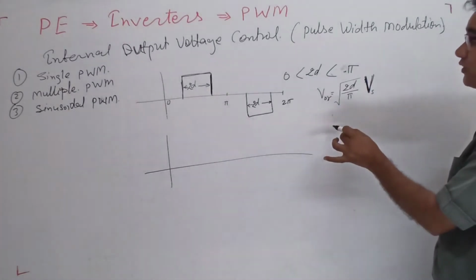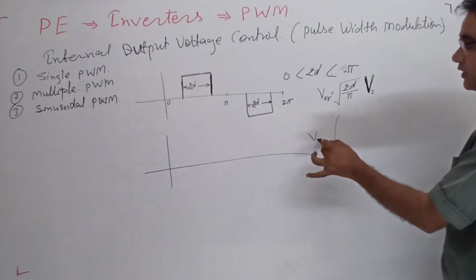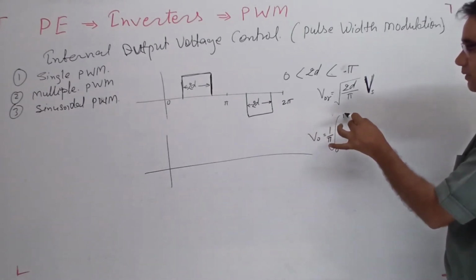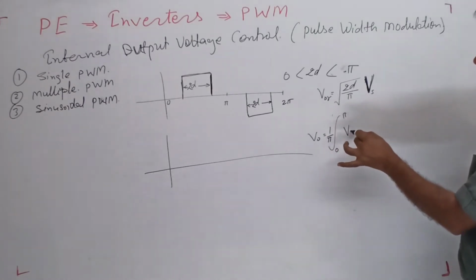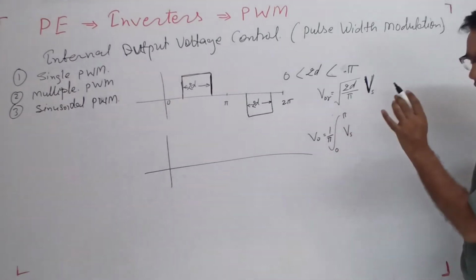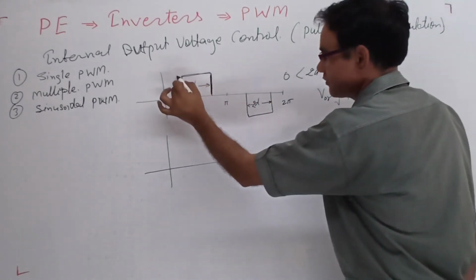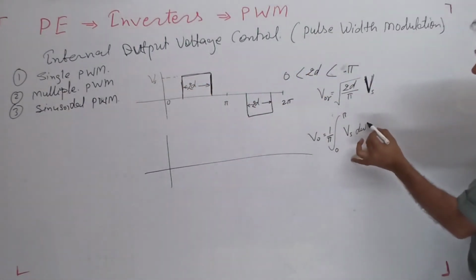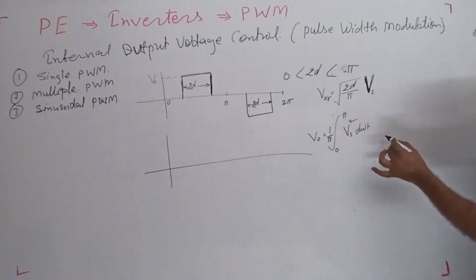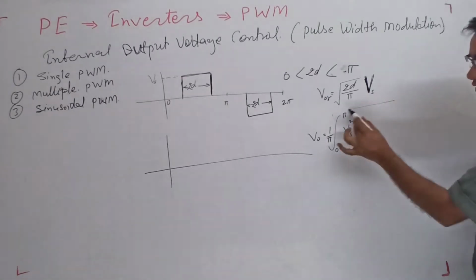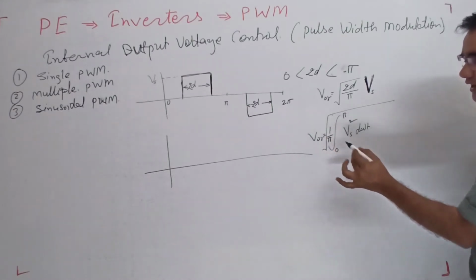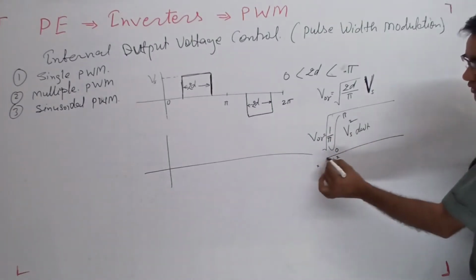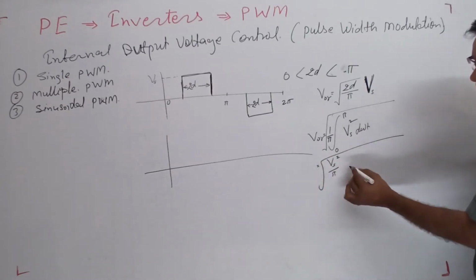How will you find it out? The output voltage is the square root of 1 upon pi, integral from 0 to pi, of Vs, where the maximum value is Vs, squared, d of omega t. This is known as the RMS output, and that RMS is Vs squared under the root upon pi.